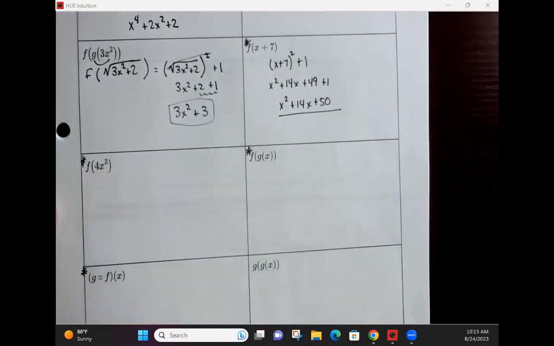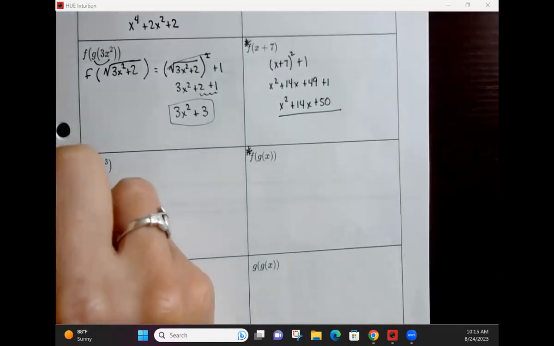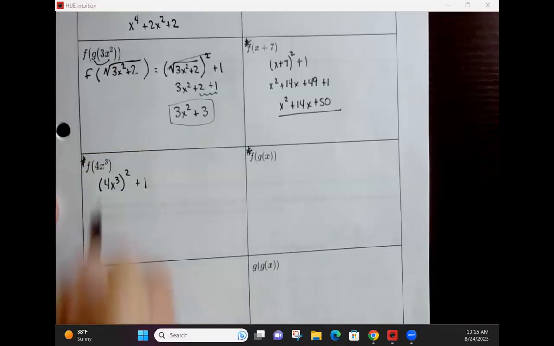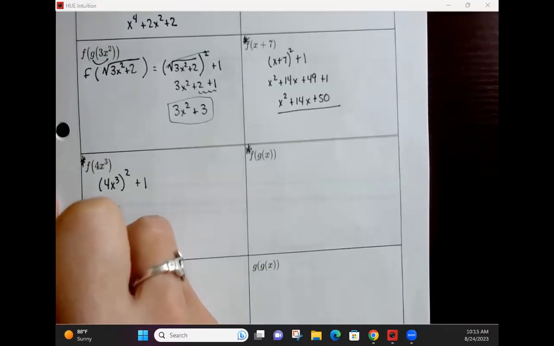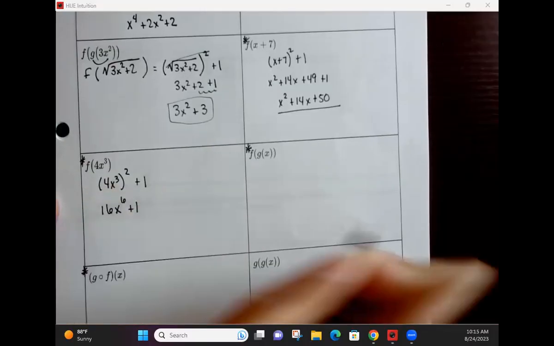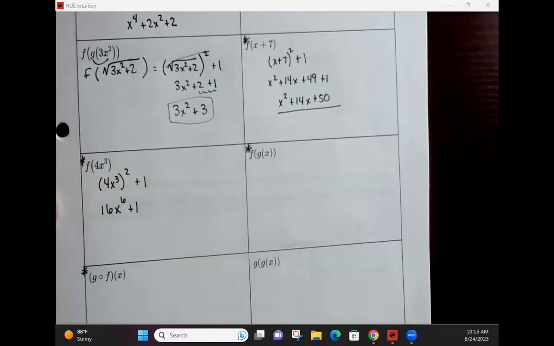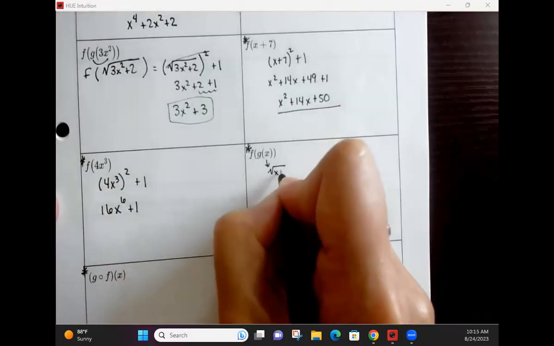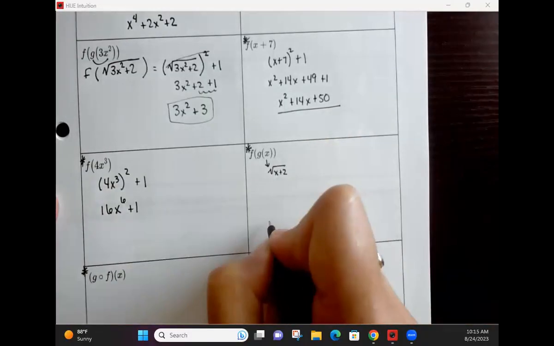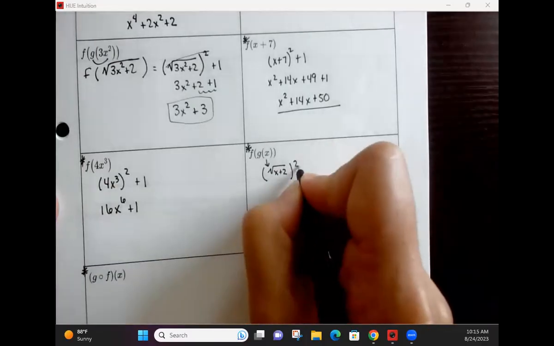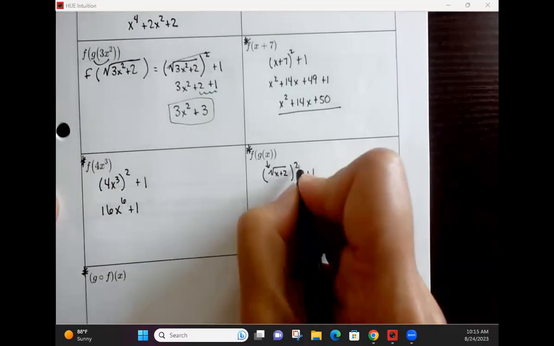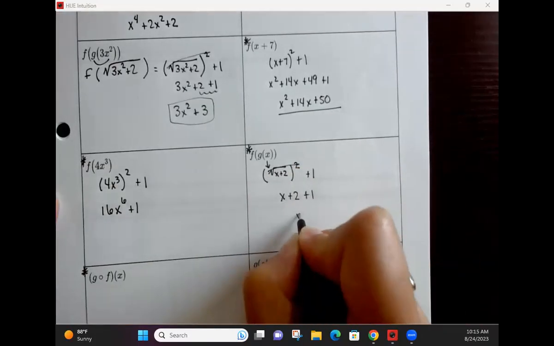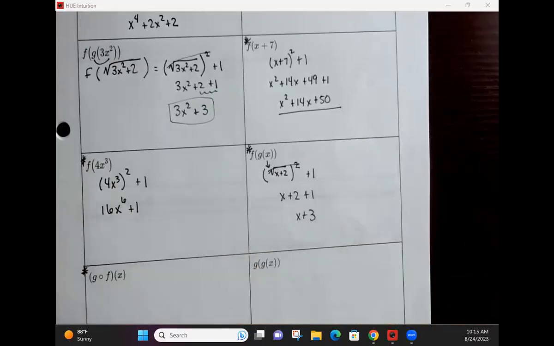For the next one, f of 4x cubed, this would be 4x cubed squared plus 1. This would be 16x to the 6th plus 1. F of g of x, so g of x is the square root of x plus 2. Now if I take f of that, I'm going to square that part and add 1. Square and square root, I mean, we just have x plus 2 plus 1, so x plus 3.